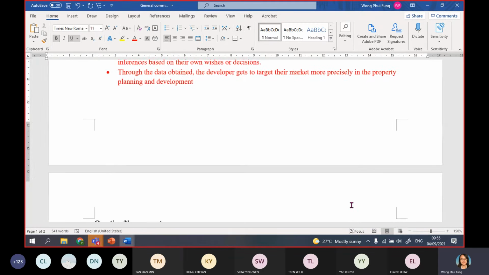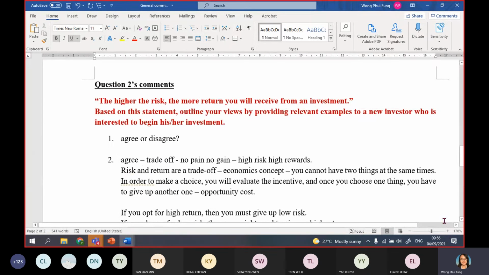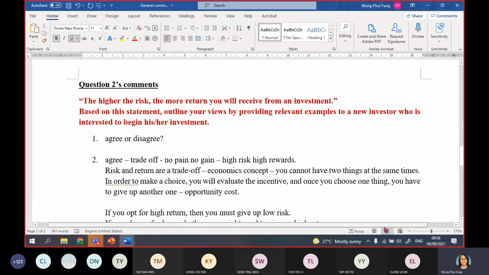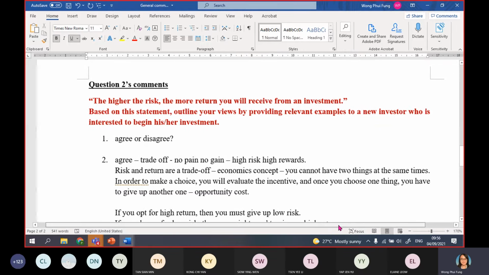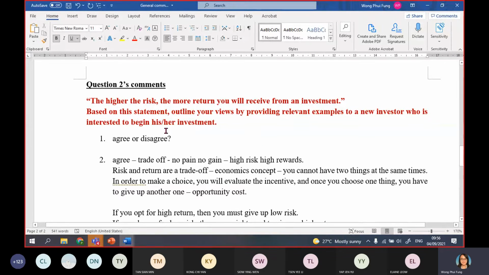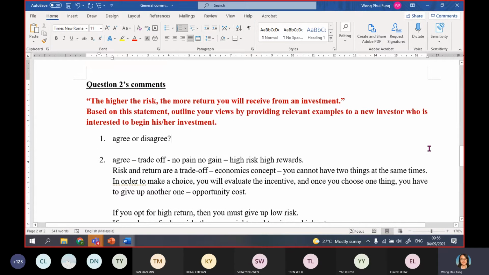Question 2. Most of you understand, but I'm not so satisfied with the answer you gave. The higher the risk, the more return you will receive from an investment. Based on this statement, outline your view by providing relevant examples to a new investor who is interested to begin his or her investment. For this kind of question, I would prefer you tell me whether you agree or disagree with this statement.